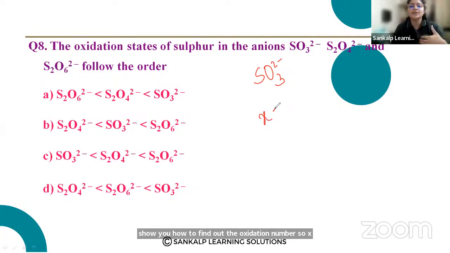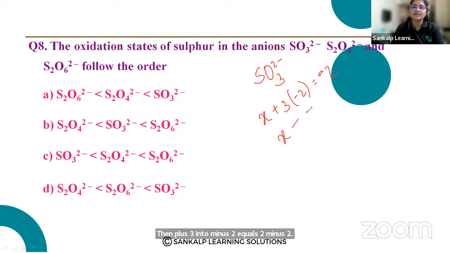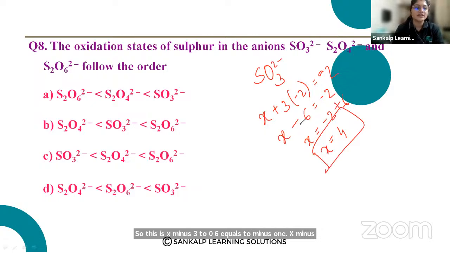So x plus 3 into minus 2 equals minus 2. So this is x minus 6 equals minus 2. x equals minus 2 plus 6, which is 4. So the oxidation state of sulfur is plus 4 in the first. Now, the second one.